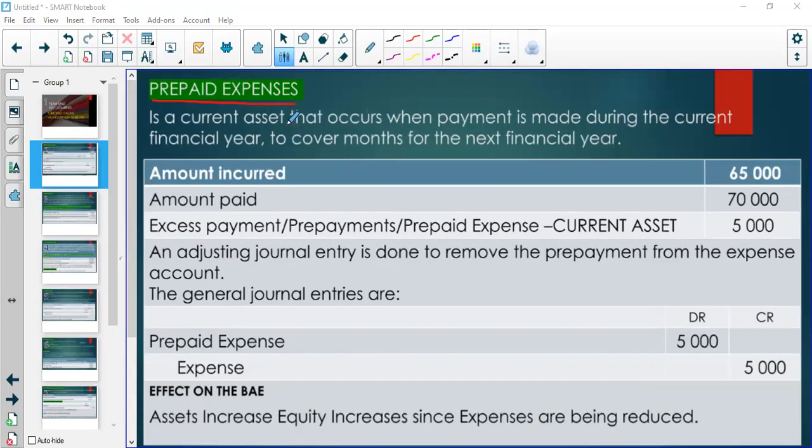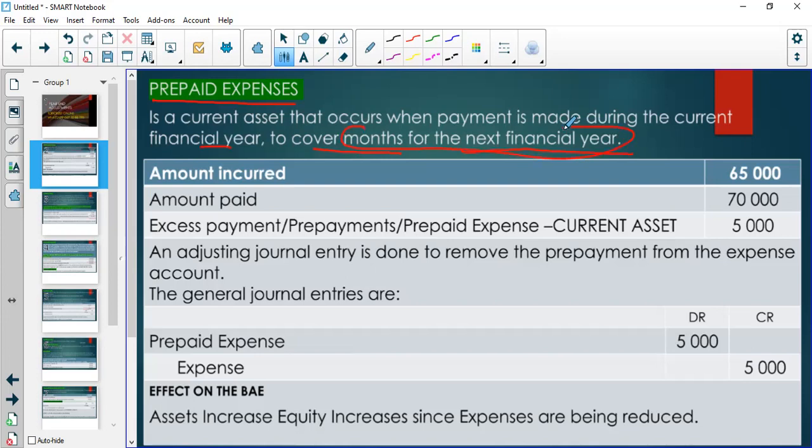Now prepaid expenses are the opposite of accrued expenses, because we made payment during the current year, but it covers not just the current year, but also some months of the next financial year. But we do not want to include that expense as an expense for this current year, because it's for those months of the following year.